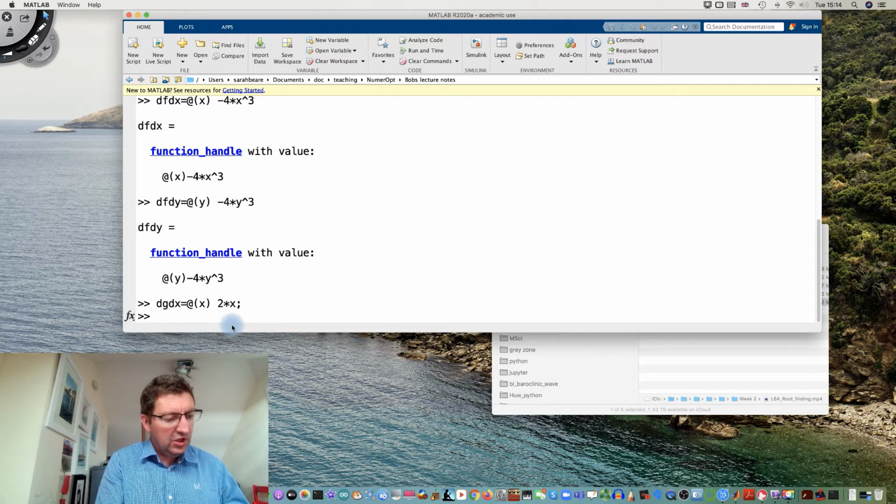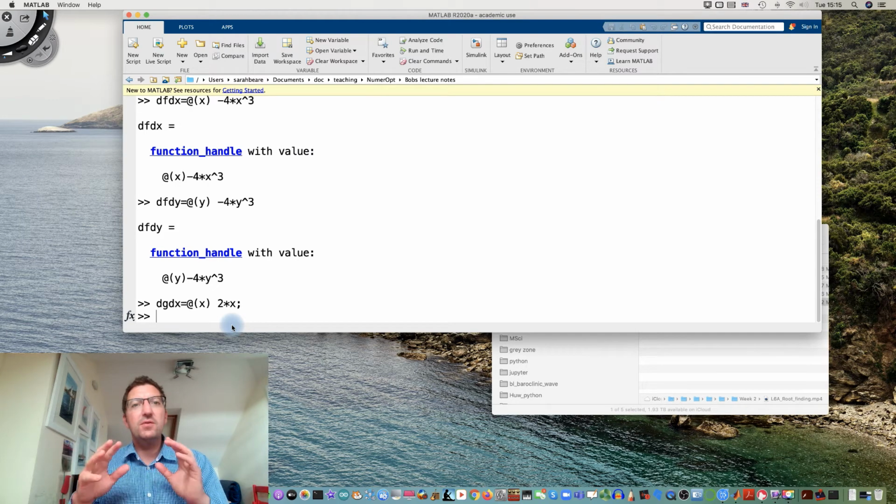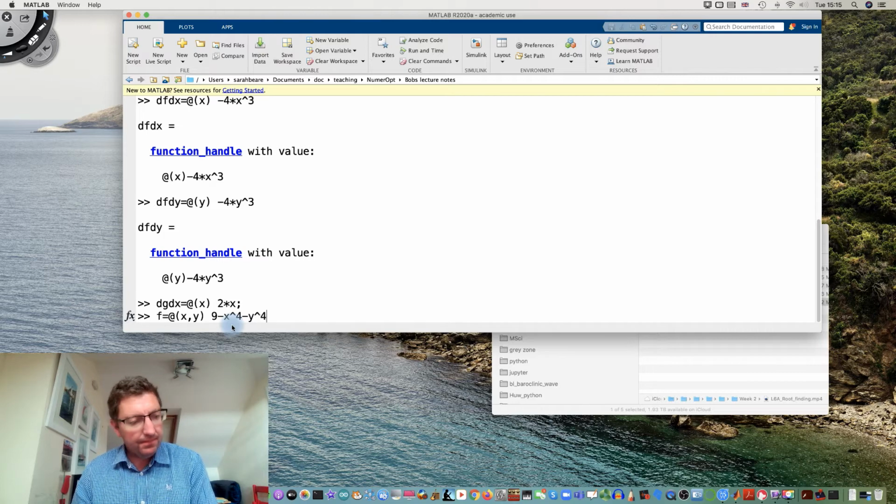It turns out that dg by dy is just a constant, it's minus 2, so we don't have to have that function. Then we need to define our functions. So we define the derivatives, which will go into our Jacobian at every stage. Then we define our functions. The functions are functions of two variables. So we do the at x comma y. Yeah, two variables, 9 minus x to the 4 minus y to the 4. Okay, that's the f function.